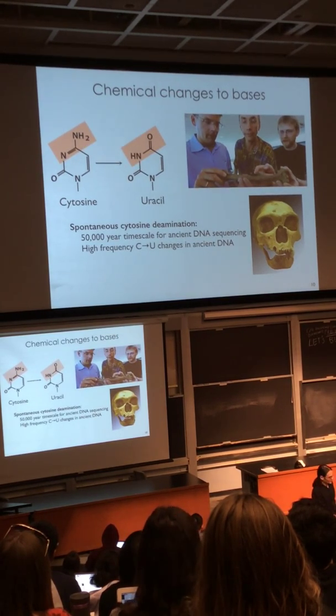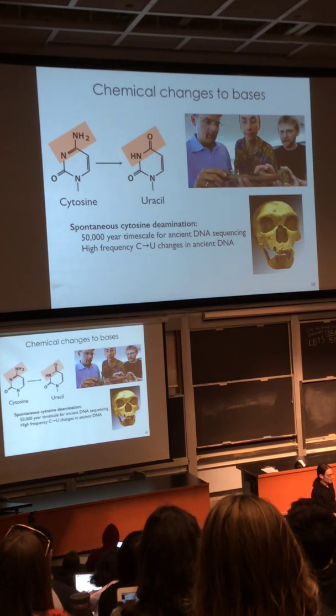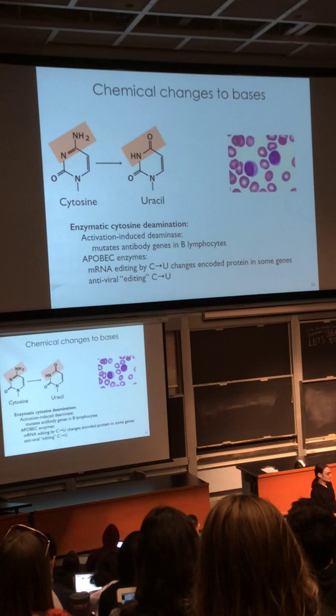So this cytosine deamination reaction happens spontaneously in living cells, where it's corrected, and happens in isolated DNA, where over the course of tens of thousands of years it will degrade. It is also something that the cell does deliberately in certain cases when it wants to introduce mutations that change the coding content of DNA or of RNA.